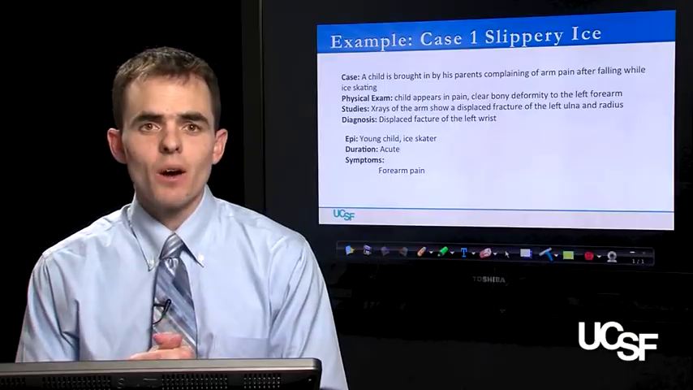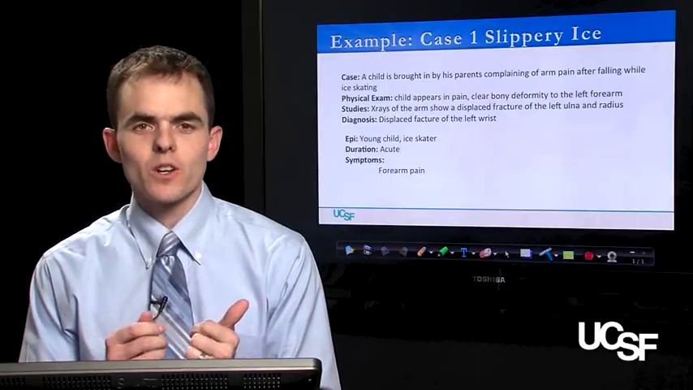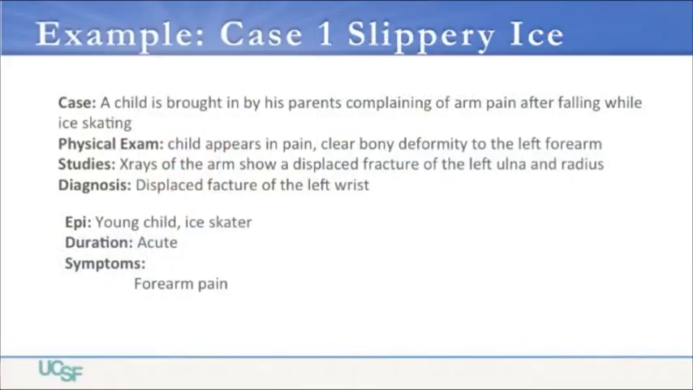So we came in to triage, and you get your first illness script, and it says that this is a young child. You can put in your epidemiology that he's an ice skater, I guess. His duration is acute onset of forearm pain after falling. You do your exam, and that updates your illness script that you found this bony deformity on exam, and of course then you get your next piece of information from the x-ray, and that shows there's a fracture on x-ray, and so you make your diagnosis, okay?